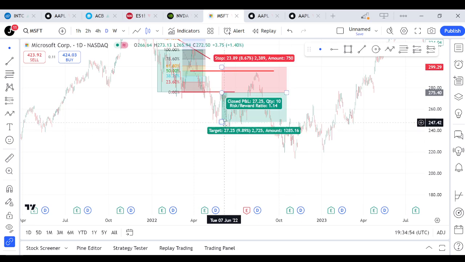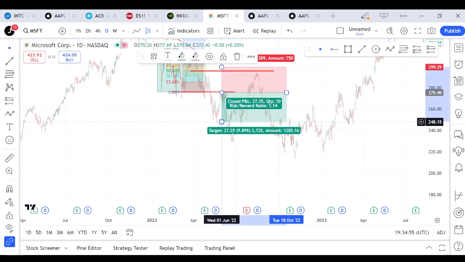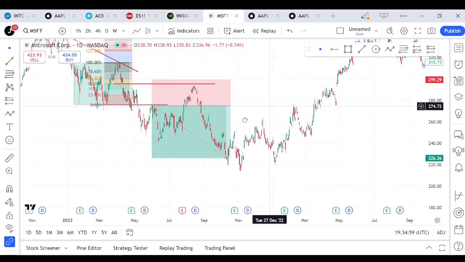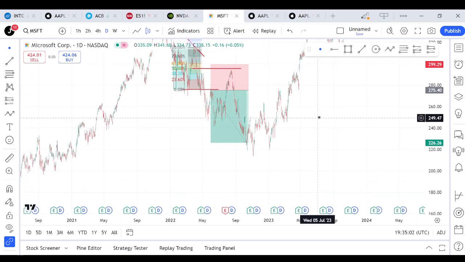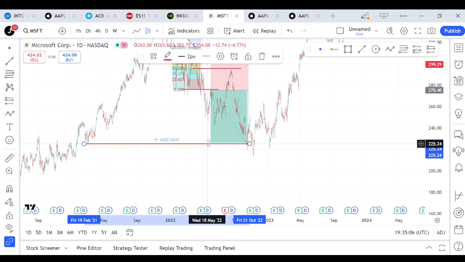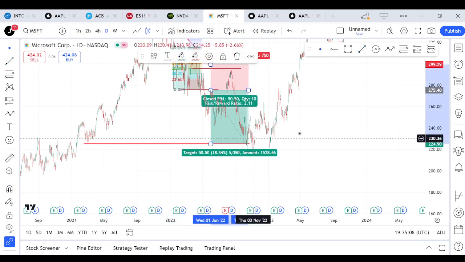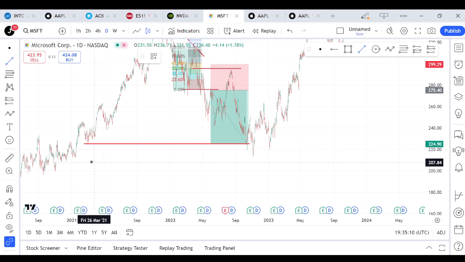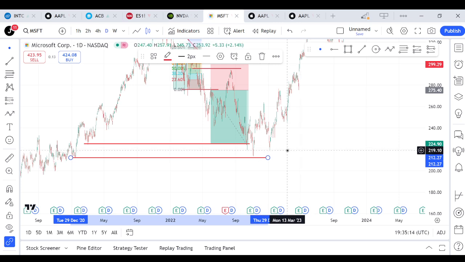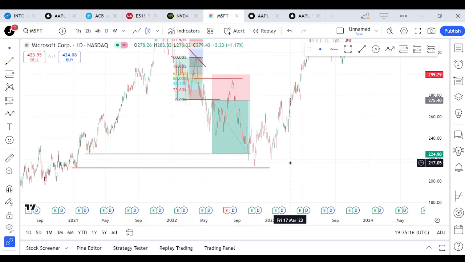Okay, so targeting a 1:2 risk to reward ratio, you can see we hit our take profit here. And if you're looking to target significant support levels, this is one, and this take profit would have been hit if we targeted that level. You can also target this one right here, but price didn't exactly get to that area.